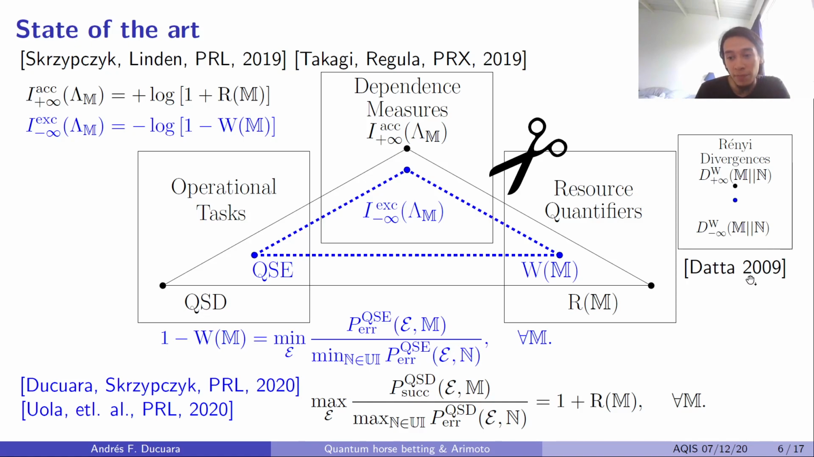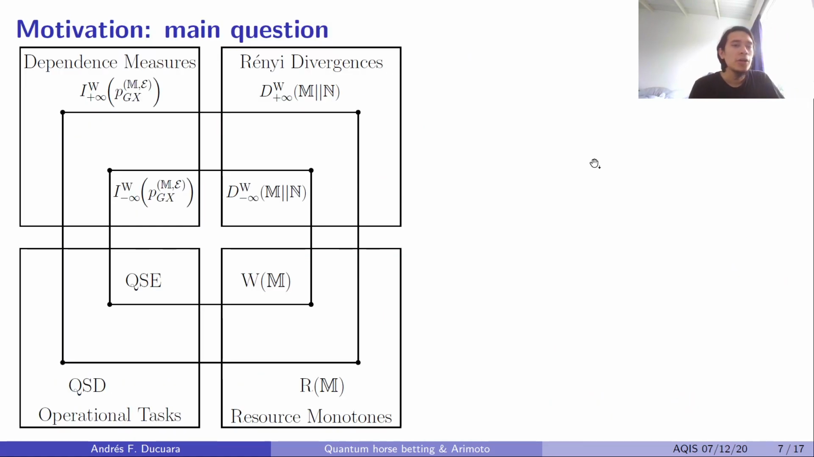It was first noted by Datta in 2009, which is basically the fact that the quantifier of generalized robustness is connected to the Rényi divergence of order plus infinity, and a similar trick can be done for the weight. And therefore, we're going to introduce these four ingredients in terms of Rényi divergences. Therefore, we have a diagram like this, where we address the accessible and the excludable information in these more fancy terms, but they're basically the same quantities, and we have also lifted the resource quantifiers to something slightly more general, which is the concept of resource monotones.